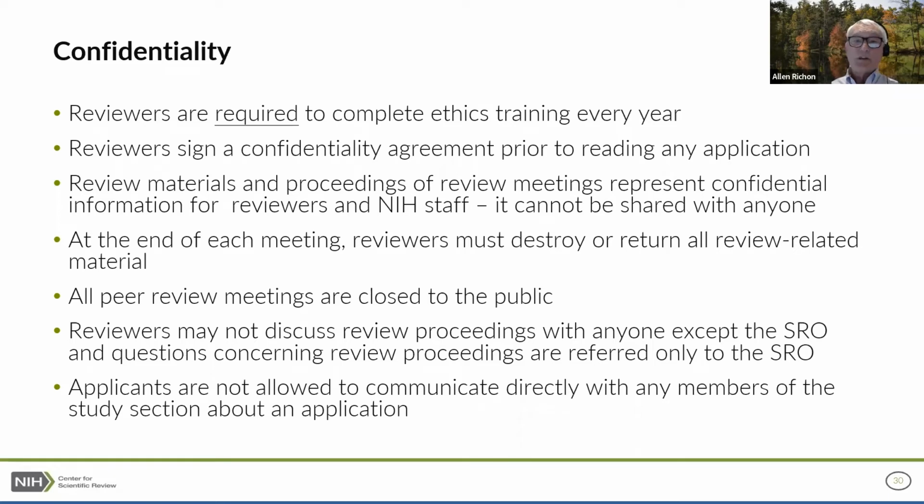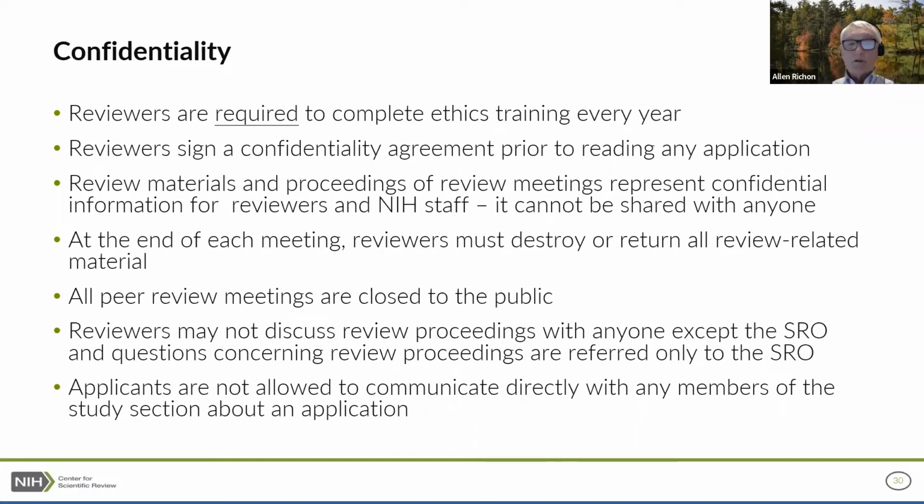And confidential means that they can't talk to their colleagues about them, they can't talk to their spouses, they can't talk to anyone. Any of the materials can only be reviewed by them. They can only discuss the applications in the review meeting, and they can only discuss issues with their SRO. So that's the first level. At the end of the review meeting, the reviewers must destroy or return any review-related materials.